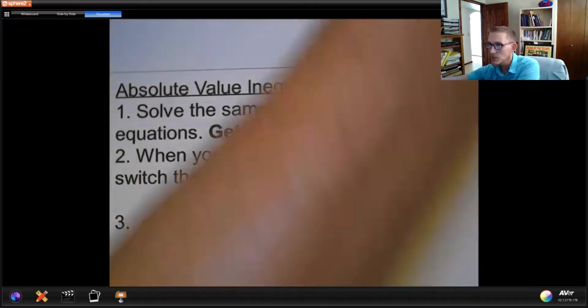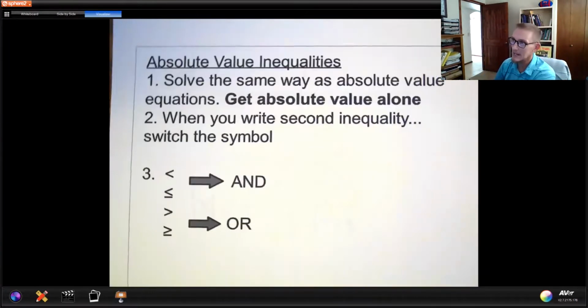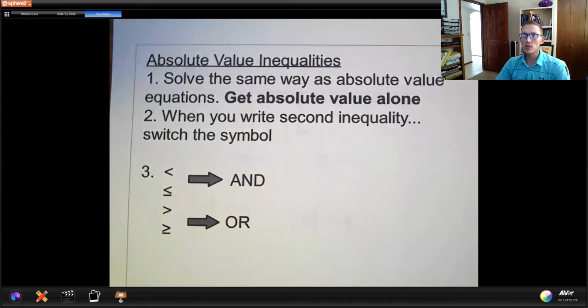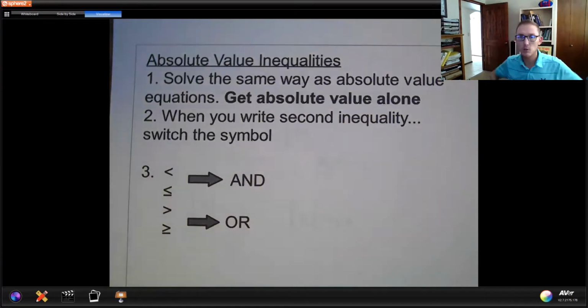Absolute value inequalities are going to start off with the same basic idea as absolute value equations. You're going to solve them the same way as an absolute value equation. You have to get the absolute value bars alone first. You're going to create your two problems. One of them is just like the original. The other one's going to have the opposite sign.